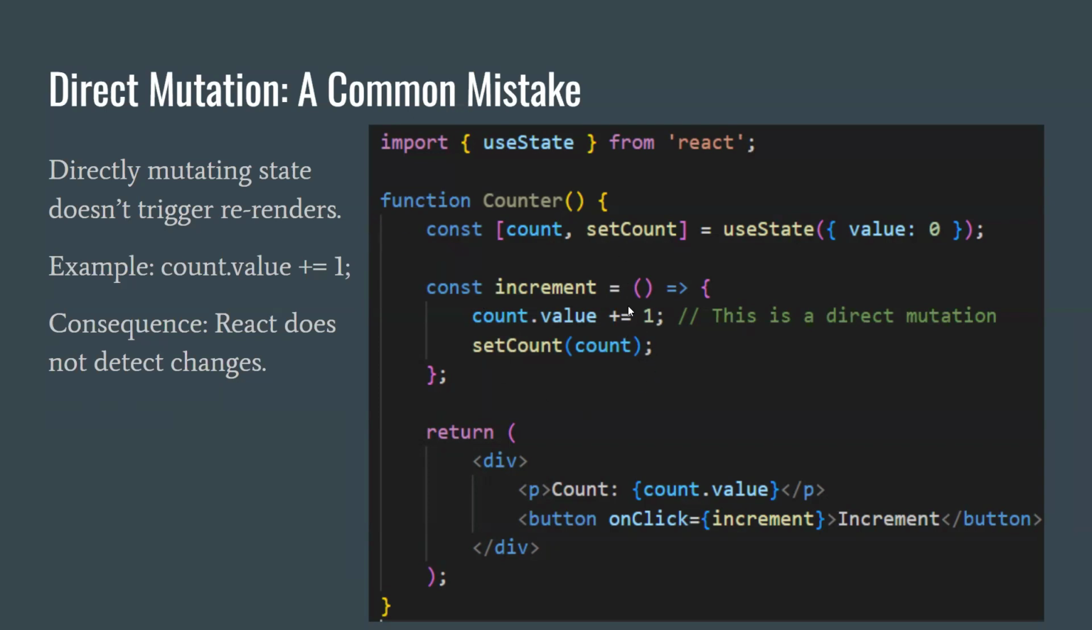So if you look at this example, we have a counter component, and the counter component uses the useState hook from React and creates a new state variable. We are displaying the count value, and we have this button component, and in the onClick handler, we are directly mutating the count object's value by incrementing 1. And this is not what you want to do.